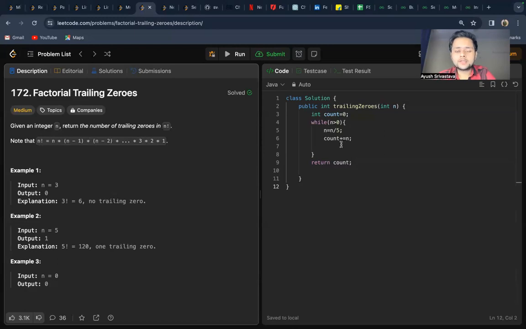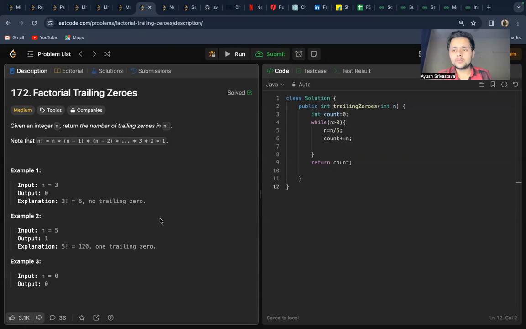Now I can simply see that count is 1. Again we check 1 is greater than 0. When we put 1 here, 1 divided by 5 equals 0.2 something, so that will not be added; n will be equal to 0. So we'll simply return count in the last step, which was 1.